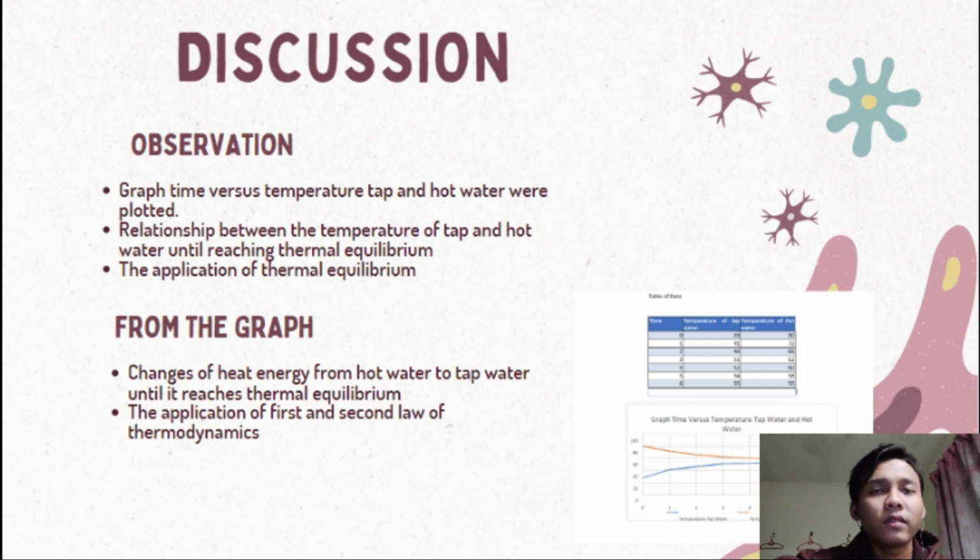And the last thing we observe is an application of thermal equilibrium, because there are changes of heat and temperature, as heat energy is transferred from hot water to tap water. From the graph, there are changes of heat energy from hot water to tap water, like I explained before. And there is an application of the first and second law of thermodynamics during the experiment.